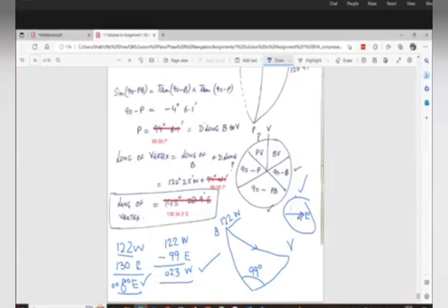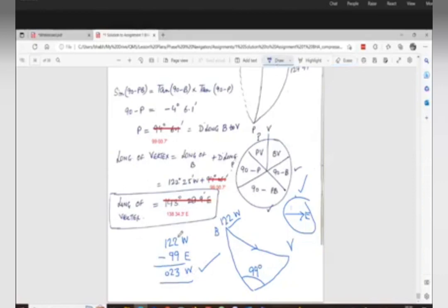Shall I close it? Sorry, sir. I am sorry, sir, to say that to you. I am still confused, sir. Confused about how that 99 east becomes 23 west in the long. Okay. First let us erase this. The confusion is how this 023 west came.